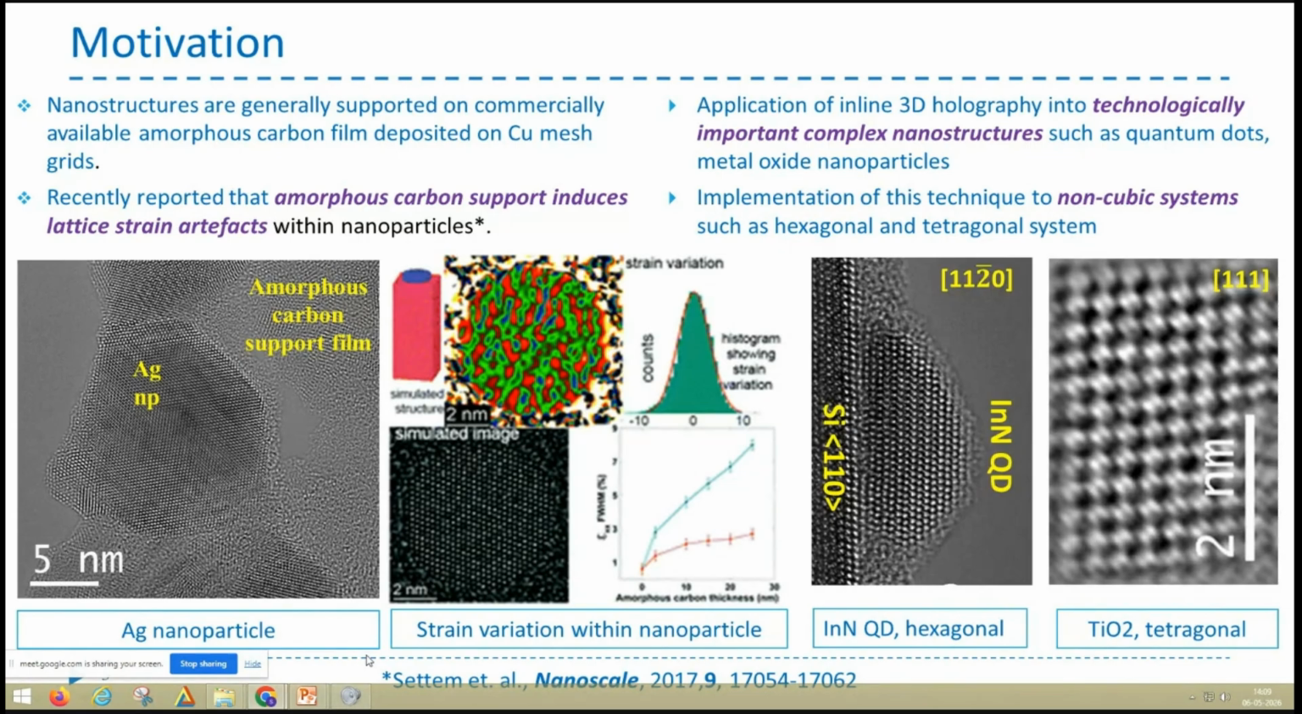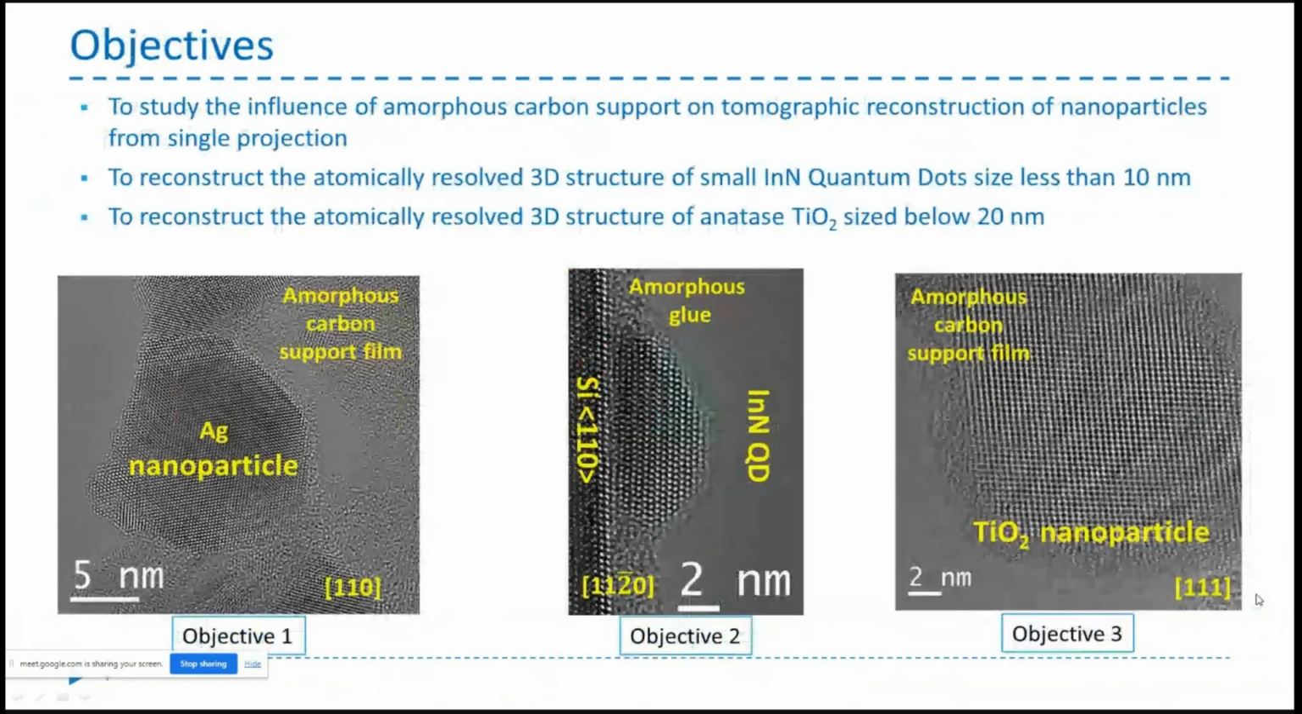So the objective of the study: first, to study the influence of the amorphous carbon support on tomographic reconstruction of a nanoparticle from a single projection. Second, we have done it for the 3D structure of a small indium nitride quantum dot, less than 10 nanometers in X and Z, and reconstructed an atomically resolved 3D anatase TiO2 nanoparticle. So these are the three objectives, or the three different examples I will show.